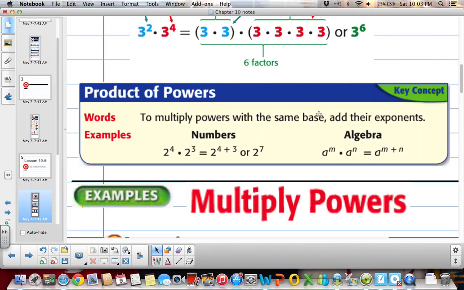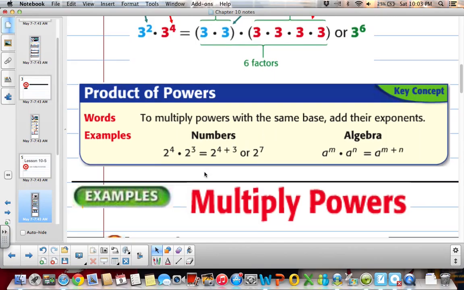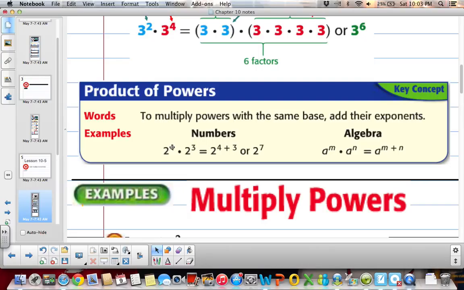So our base needs to be the same in order for us to add the exponents together. Okay, that may be a note that you want to add on, is that the bases need to be the same. Okay, if we have 2 to the 4th times 3 to the 3rd, well, then we cannot do anything with combining our exponents at all because that would not make sense.